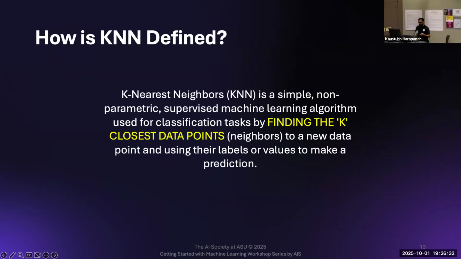KNN is nothing but a simple, non-parametric, supervised machine learning algorithm used for classification tasks by finding the k closest data points to a new data point and using their labels or values to make a prediction. It's as simple as that. We don't have to look at training the model. We don't have to worry about gradient descent. We don't have to worry about computation of losses, any of that over here. It's just one metric, distance.